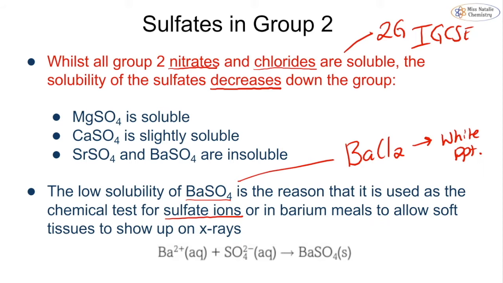Sometimes you may also hear of barium being used in something called a barium meal, and that's taken by patients in hospitals when doctors want soft tissues to show up on x-rays. Typically, x-rays can only be used to look at bone, but if a patient has a barium meal, they get a buildup of this barium sulfate in their stomach or in their body, and it then shows up on x-rays, and that can allow soft tissue damage to be identified.